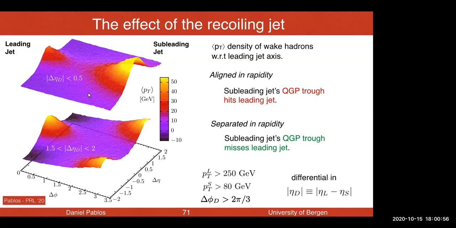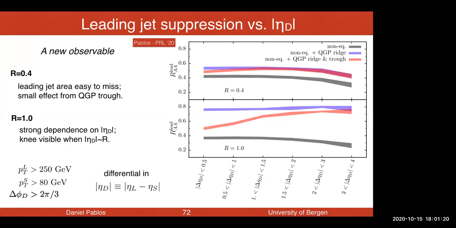And if they are close in rapidity, the negative contributions hit each other. While if they are separated in rapidity, you see this negative dip that happens at pi from the subleading jet. This is the positive contribution of the subleading jet. This is the negative contribution of the subleading jet, which is not hitting the leading jet. Therefore, there is less energy loss. So we can study jet suppression as a function of dijet rapidity separation for different radii. And this could be a very clear signature of the hydrodynamization of energy in jet quenching.